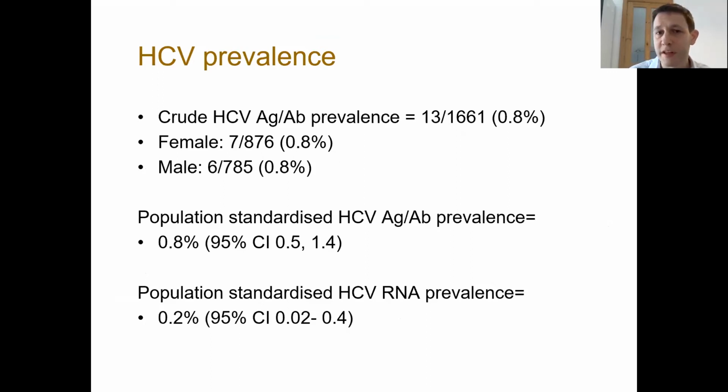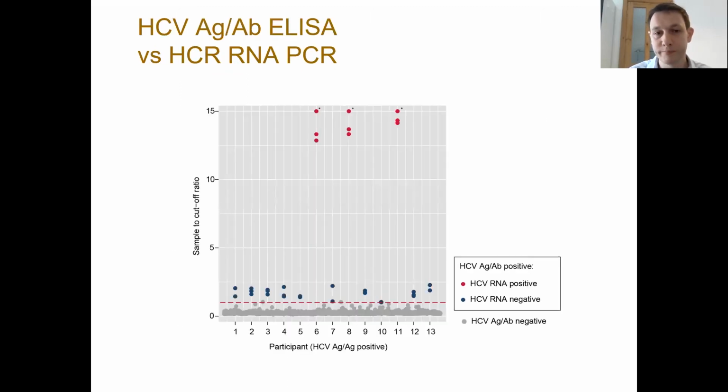So our crude prevalence among the individuals was 13, which is 0.8%, which is the same in men and women. Population standardized prevalence was not different because it closely matched the census distribution. So the overall estimate was 0.8% by antigen antibody testing. And when we looked at confirmed HCV RNA positive patients, the prevalence in the community was 0.2%. So quite a low prevalence with 95% confidence interval between 0.02 and 0.4.